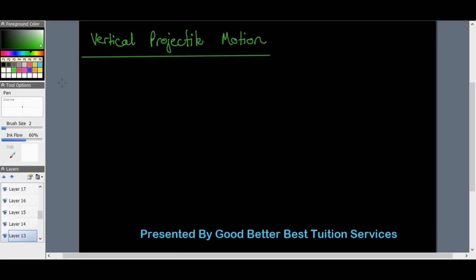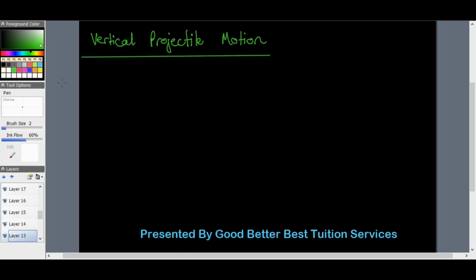We still treat delta x as that on a graph, the x-axis. The same with vertical projectile motion. If it's vertical, we're dealing with the y-axis of a graph. So you'll find with vertical projectile motion that we no longer use delta x, but we use delta y. That's the first thing worth mentioning.